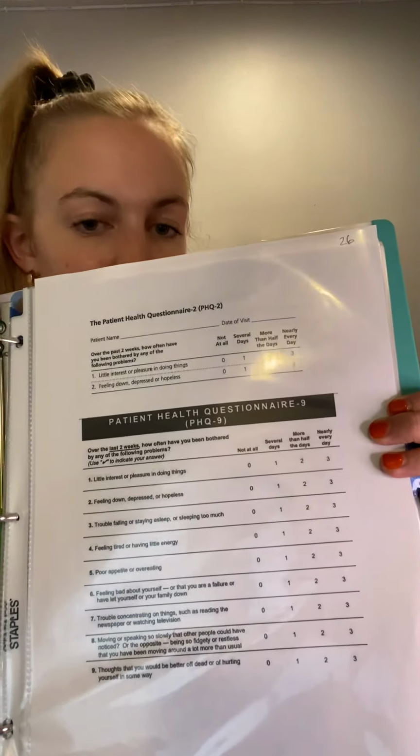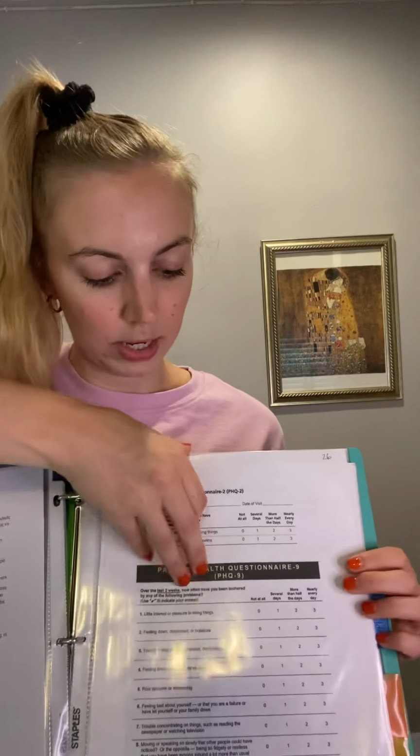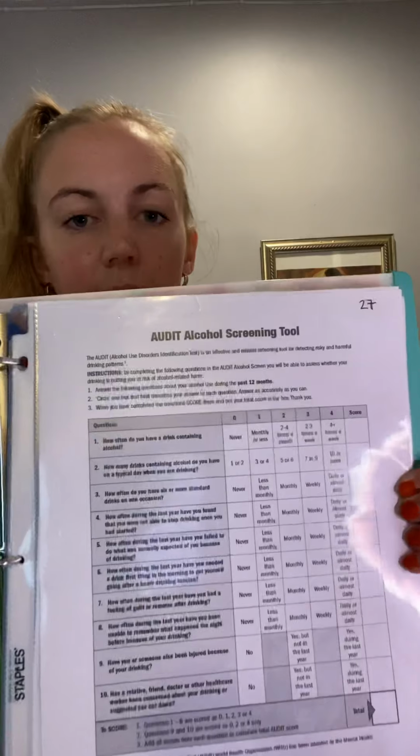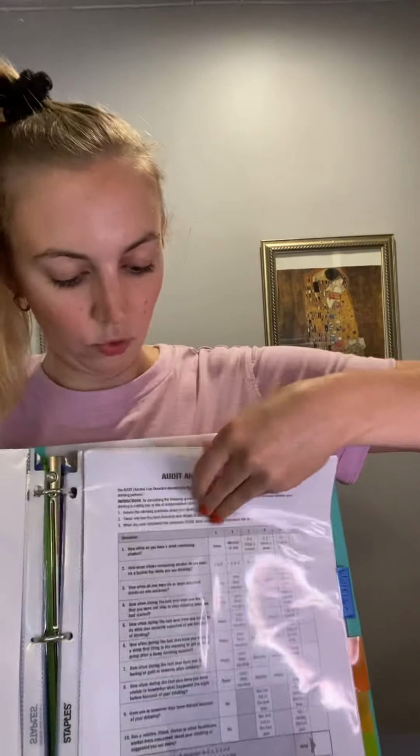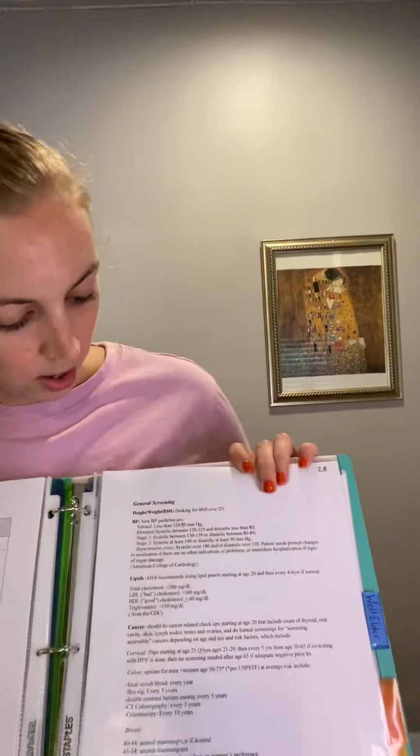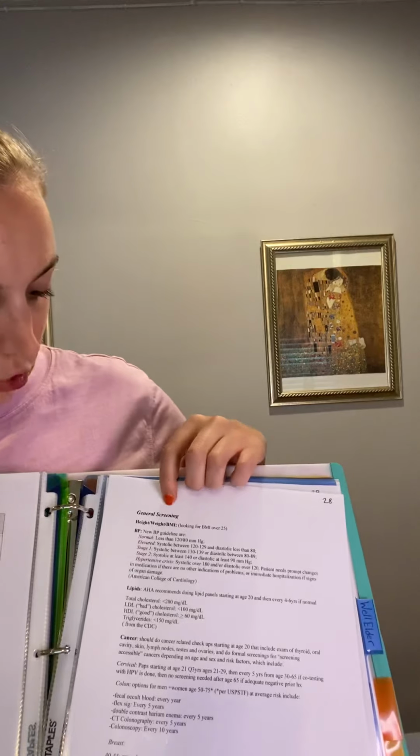If I wanted to make a copy or something while I was in clinical, I would have it available to me, as well as the grading for it. And then as well as the AUDIT tool, that's the alcohol screening tool. So I use that as well as the grading for that, the scoring for that, just to have quickly available to me. And then just some more general screening, something we would want to do either at every visit or how often we want to be doing them for the adult.